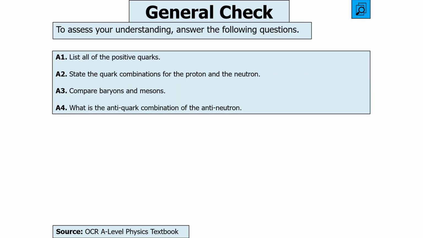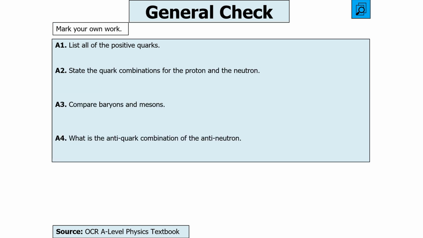The next question says, list all of the positive quarks, state the quark combination for the proton and the neutron, compare baryons and mesons, and then what is the antiquark combination of the antineutron. So pause the video now, then unpause the video when you want to go through your answers. Right, you've got to be aware that there's 6 types of quarks and they come in 3 generations. 1 quark from each generation is a positive and 1 quark from each generation is a negative. So the 3 positives are the up, the charmed and the top, with the 3 negatives being the down, the strange and the bottom.